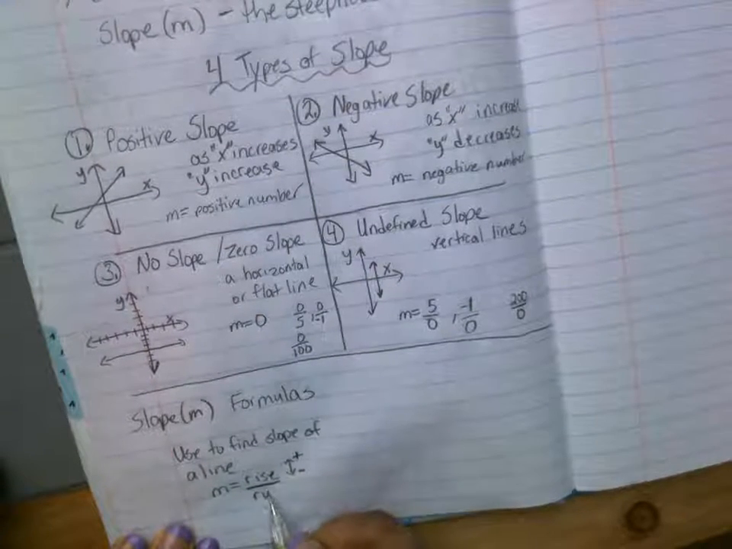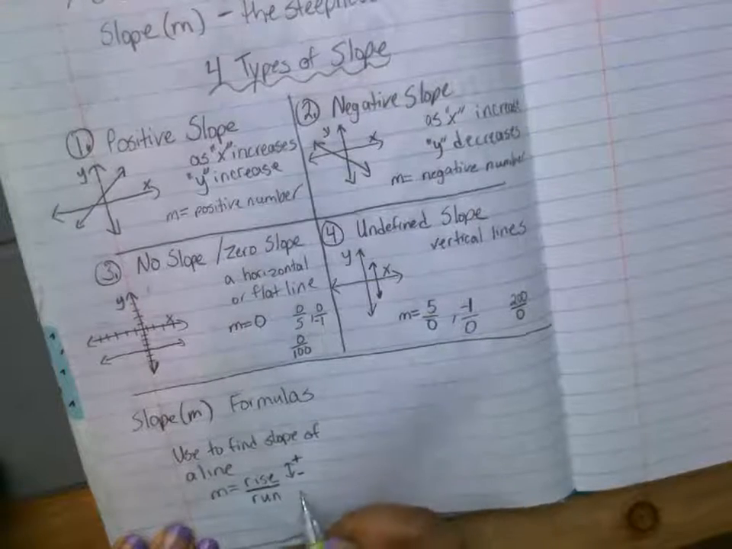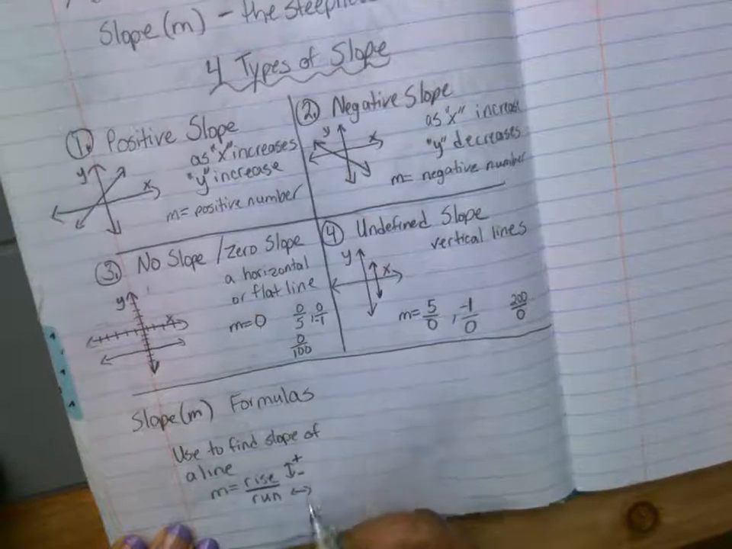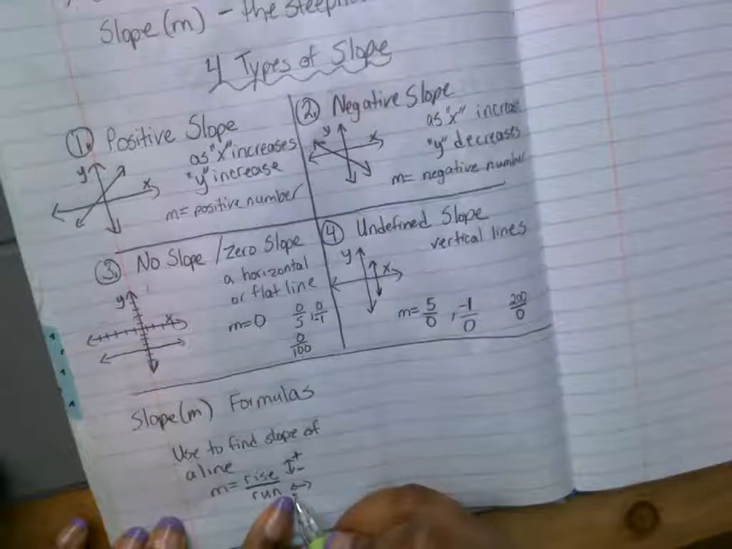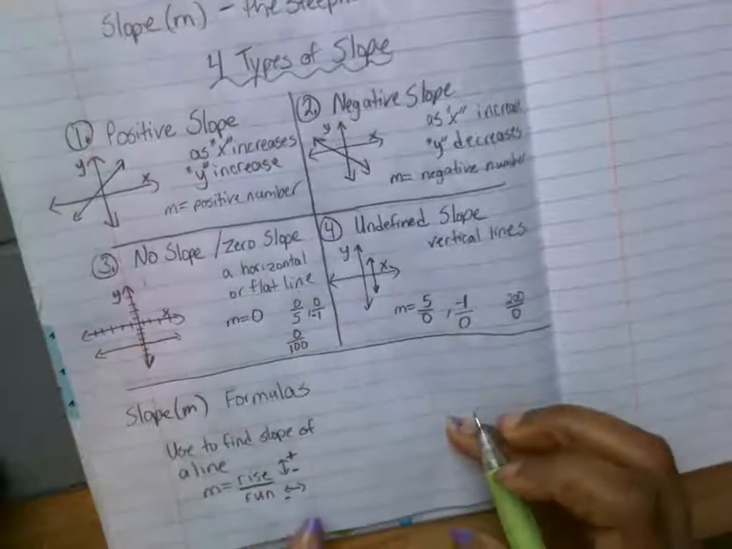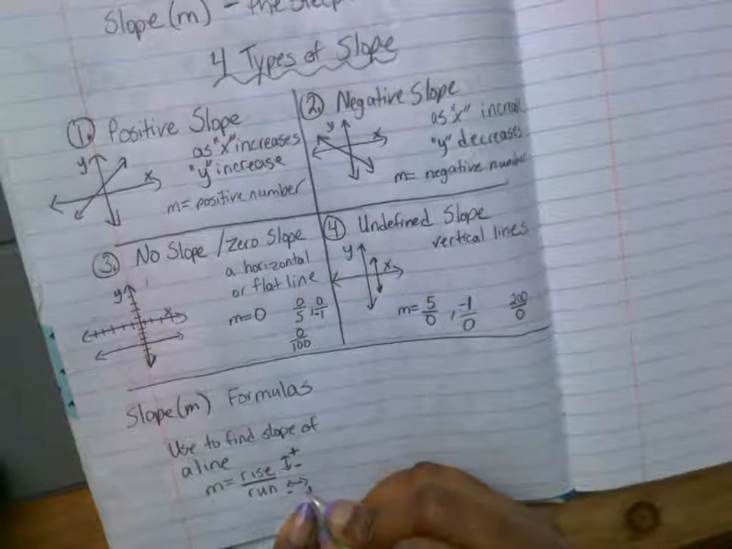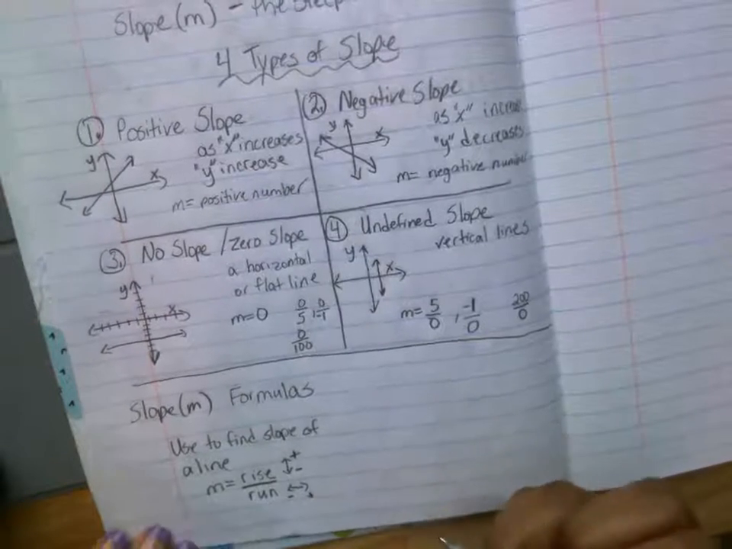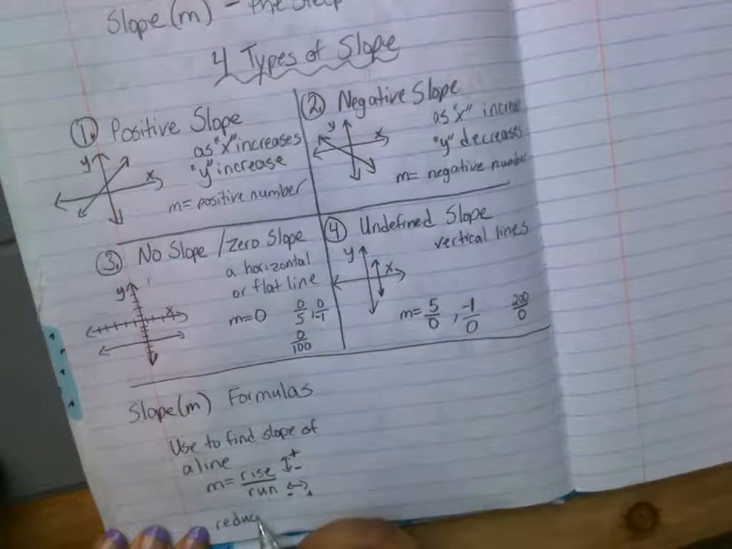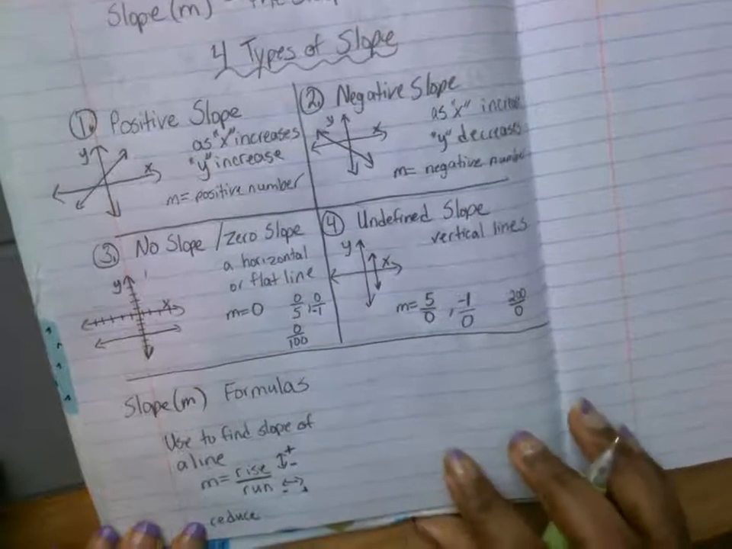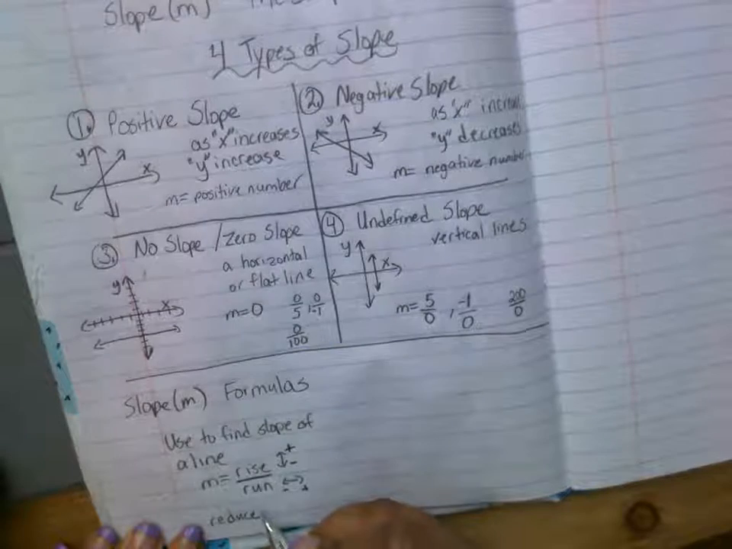And your run is left to right. If you are going to the left to get to the next point, your bottom number is a negative. If you're going to the right, your bottom number is a positive. And then when you use your formula, make sure that you reduce or simplify your fractions.